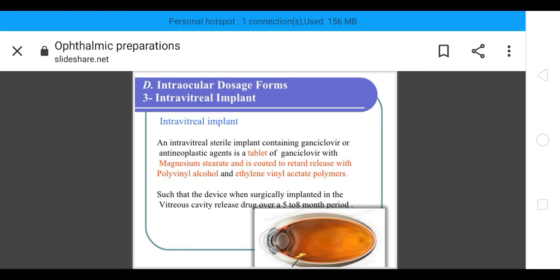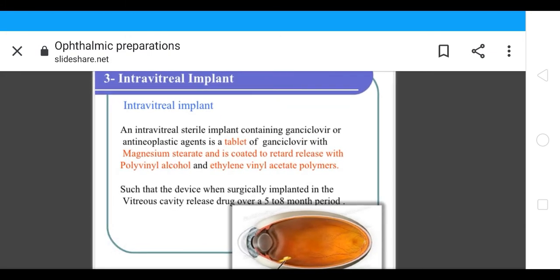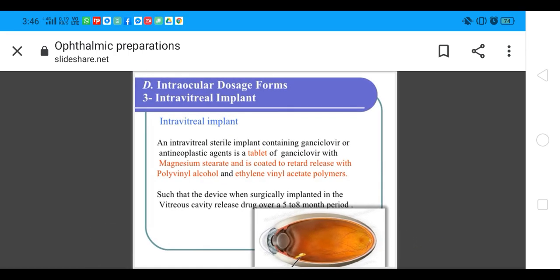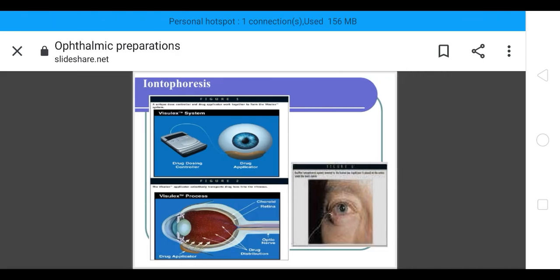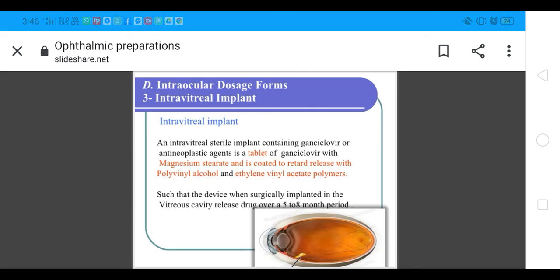And another intraocular dosage form is implants. They include ganciclovir or antineoplastic drugs in a tablet with magnesium stearate, coated to retard release with PVA and EVA polymers. These devices, when surgically implanted into the vitreous cavity, release the drug over a period of 5 to 8 months. So these are called the intraocular dosage forms, ocular inserts and intraocular dosage forms.